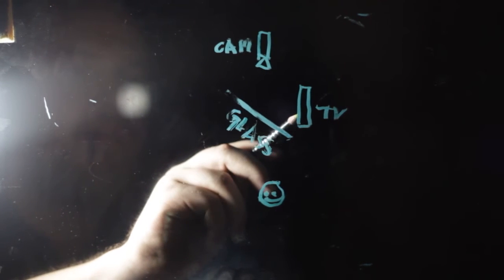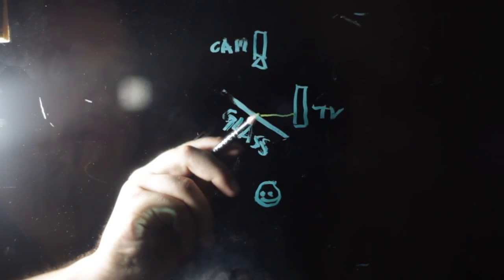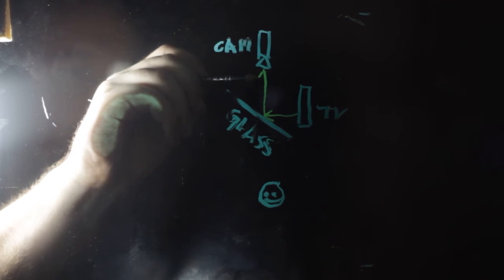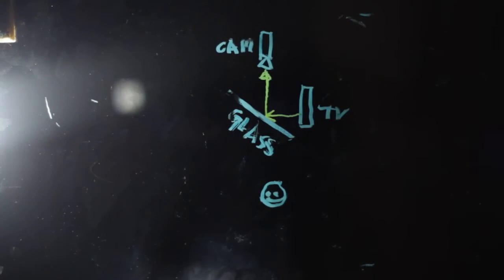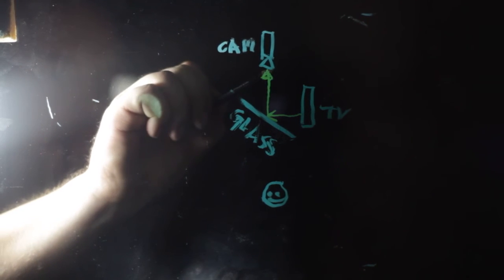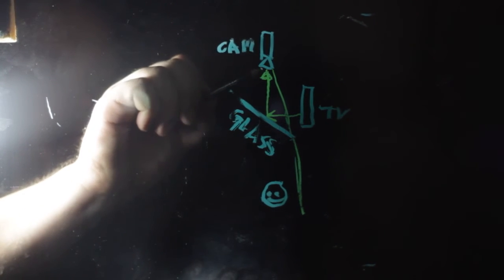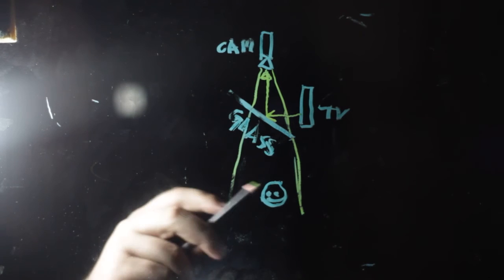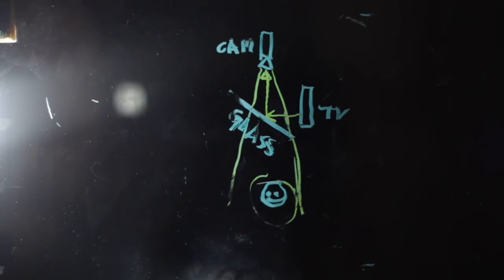So basically we want the image from the TV bounce off the glass and travel straight to the camera lens. We want to position the actor and the reflected image in one line. This way both images travel to our camera.